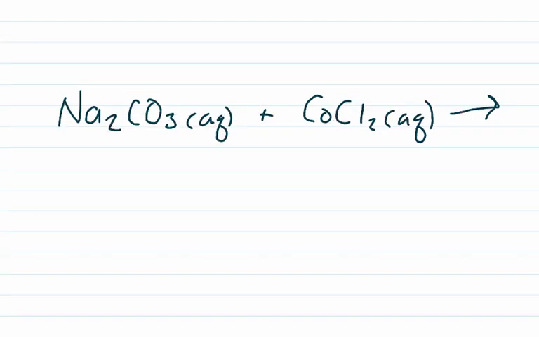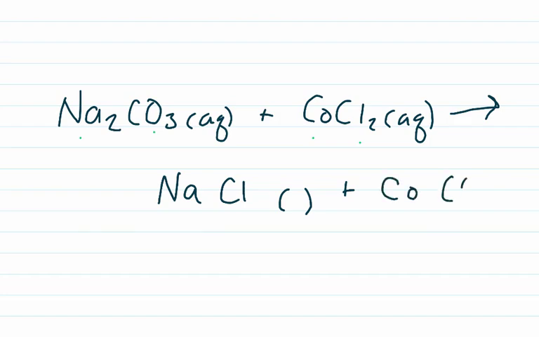Let's look at one last example. We have sodium carbonate and cobalt 2 chloride. So, just like in the last examples, we'll pair the metal from the first one with the non-metal from the second one. So we'll put sodium together with chloride. And then we'll put the metal from the second one with the non-metal, or the anion, from the first one to give us cobalt something carbonate.